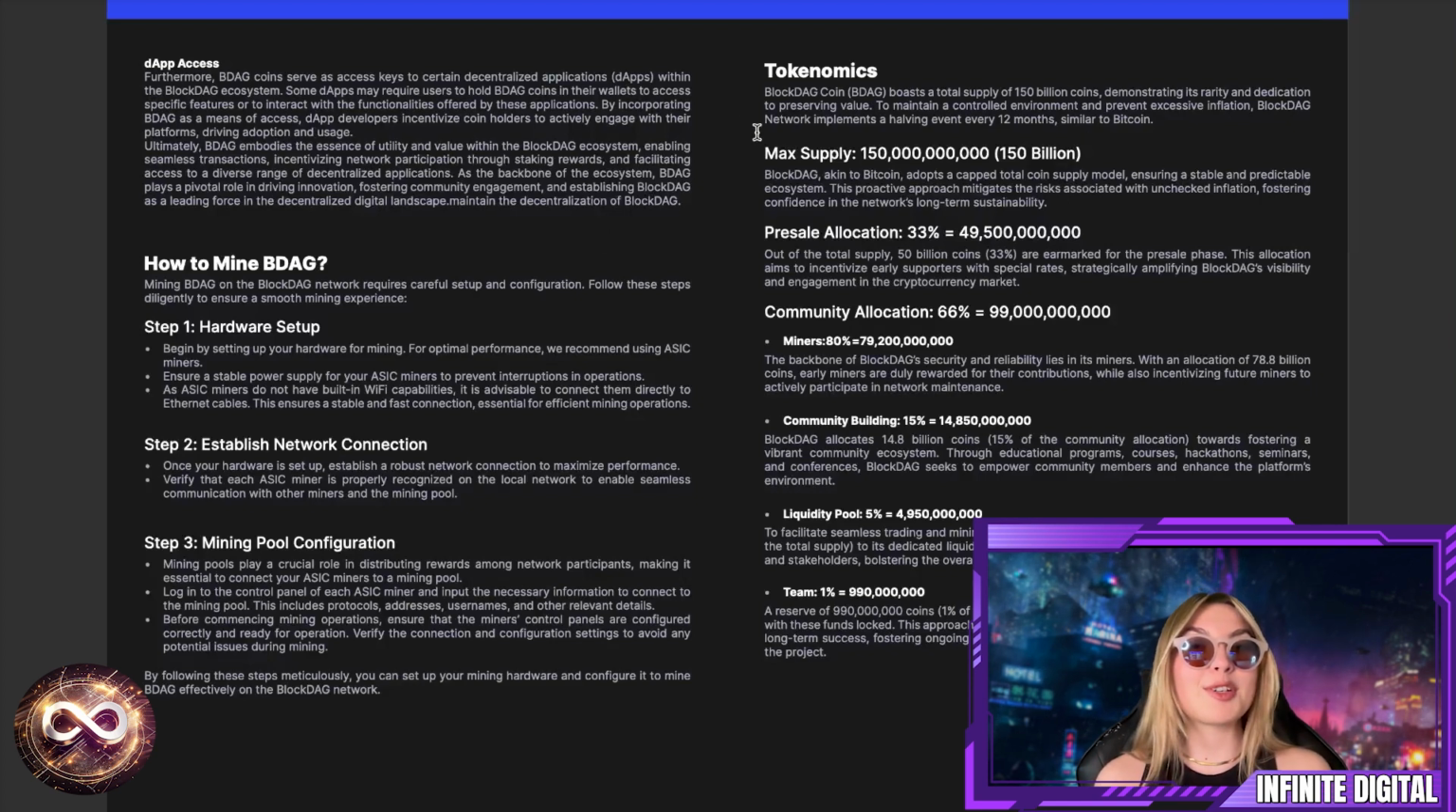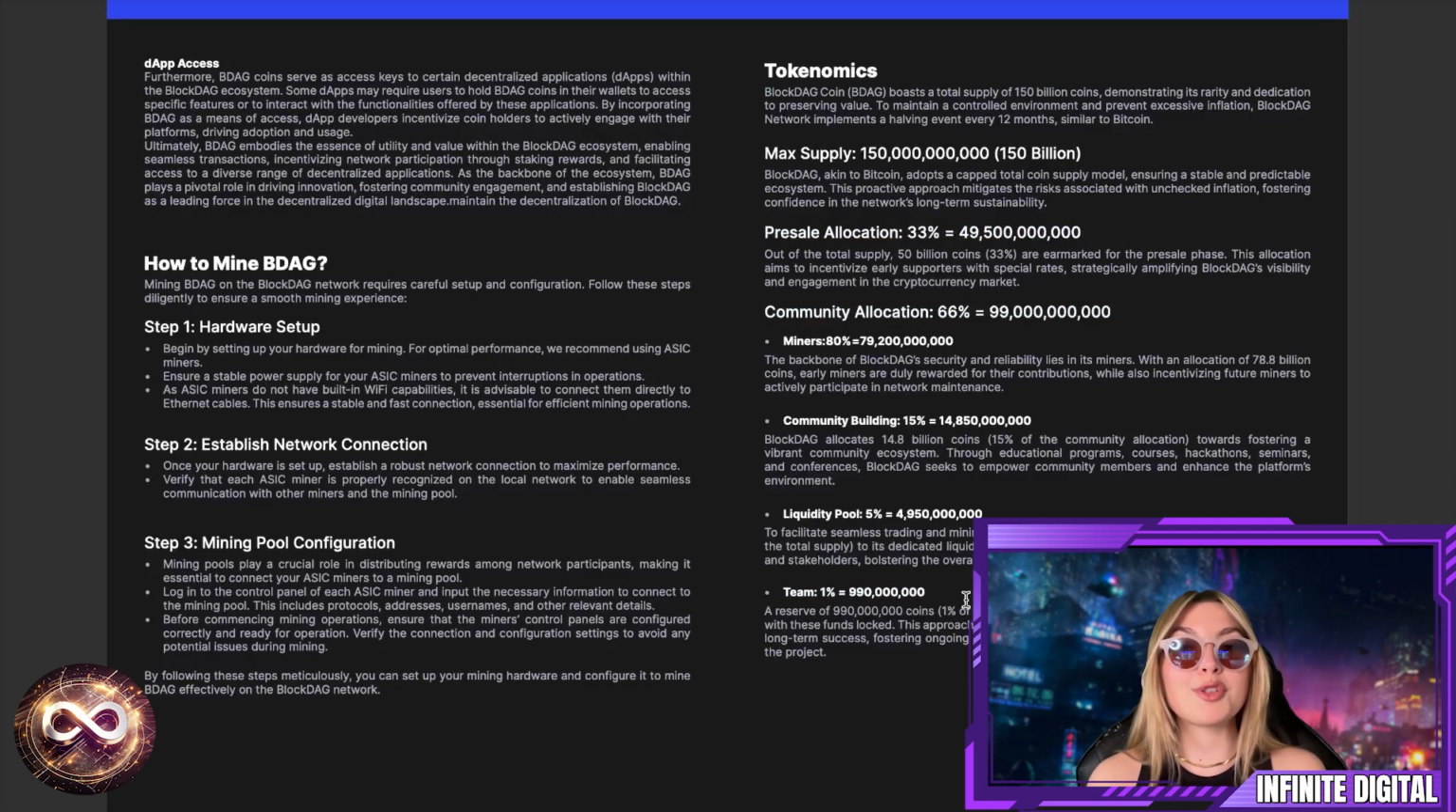Apart from that, definitely make sure to check out the tokenomics as well. You got the max supply of this number over here. An insane number, 150 billion, absolutely crazy. The pre-sale allocation at 33%, the community allocation at 66%, miners 80, community building is 15, liquidity pool 5, and the team is 1%. So definitely keep all of that in mind.